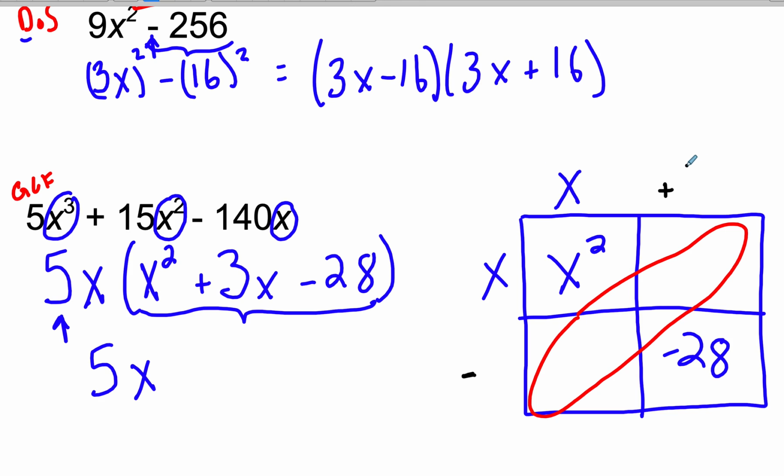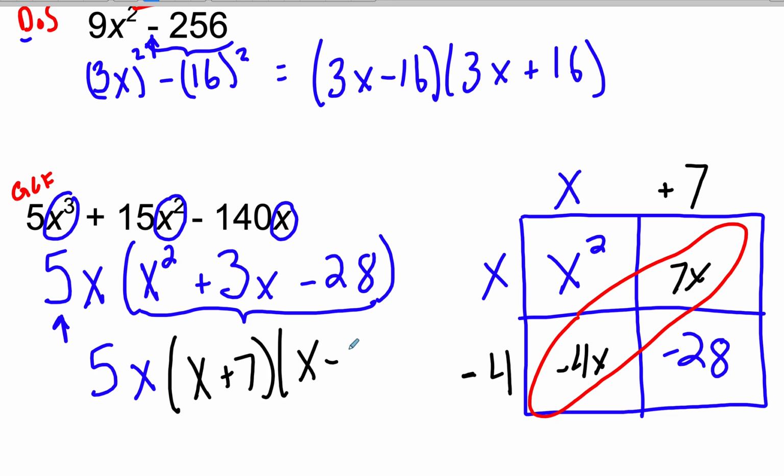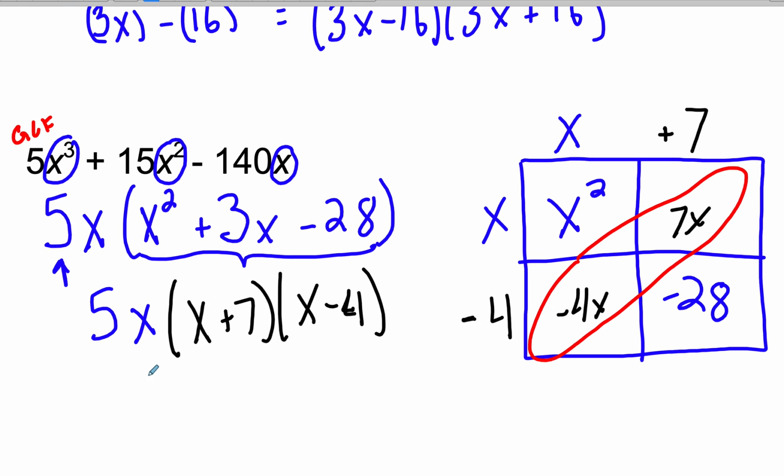Okay? So as it turns out, we're going to have 7 and negative 4. And what you get is negative 4x plus 7x, right? And 7 minus 4 is 3. So that checks that box, and we're good to go. So I replace it with x plus 7, x minus 4. A lot of people were leaving it with only the black part and not remembering to put that GCF back. And here's why it matters.